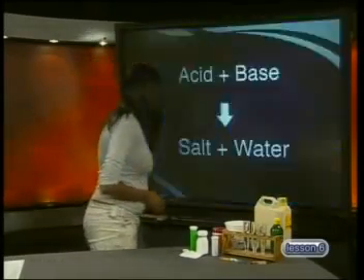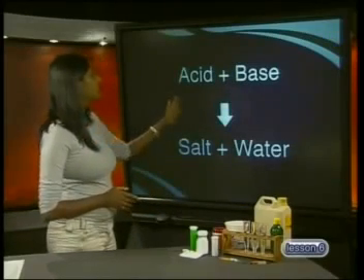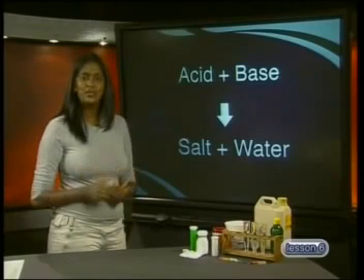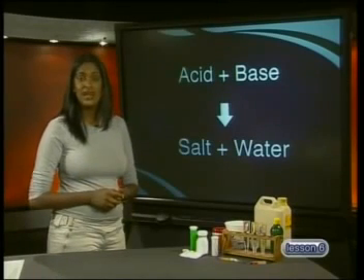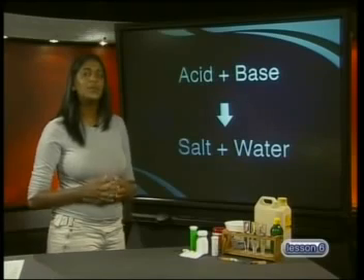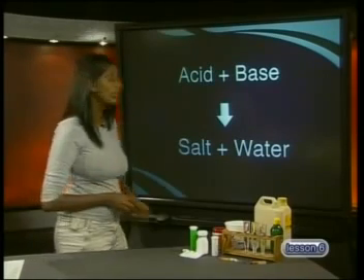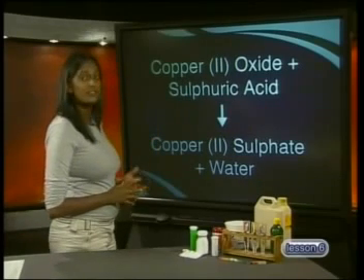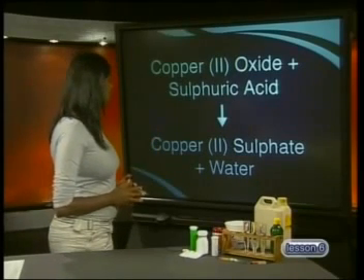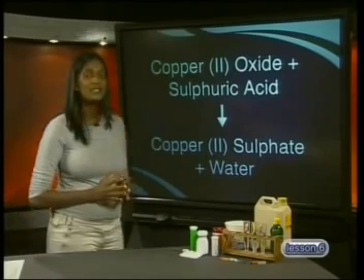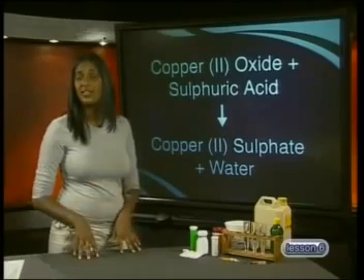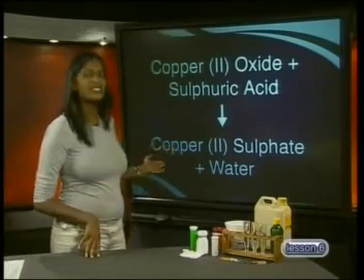In this case, the general equation is an acid plus a base react to form salt plus water. The acid we need is sulfuric acid, and the base we need is copper 2 oxide. So the word equation is copper 2 oxide plus sulfuric acid react to form copper 2 sulfate plus water. Let's go to the lab now to see what method John is using to make this salt.